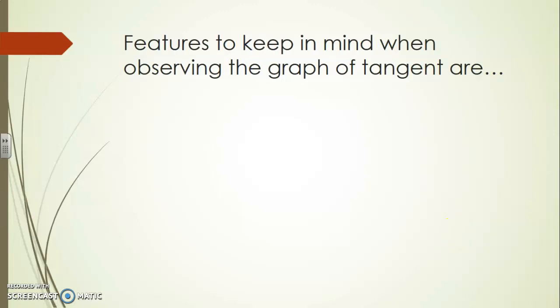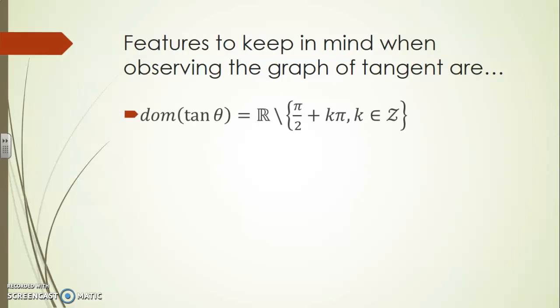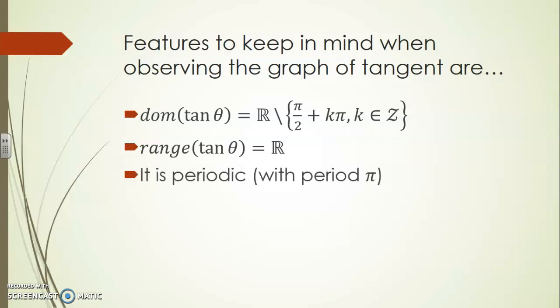Here are some features to keep in mind when observing the graph of the tangent function. The domain of the tangent function consists of all real numbers aside from those that are at pi over 2 and integer multiples of pi further. The range consists of all real numbers, as the tangent function does go all the way down to minus infinity and all the way up to plus infinity. It's periodic, in this case with a period pi rather than 2 pi as it would be the case for sine and cosine.